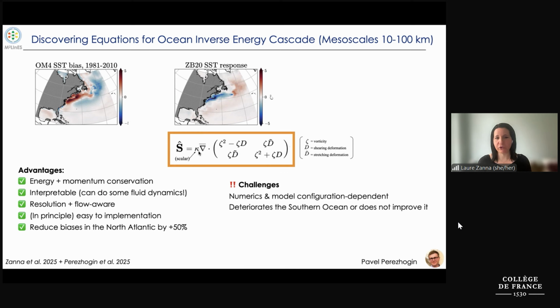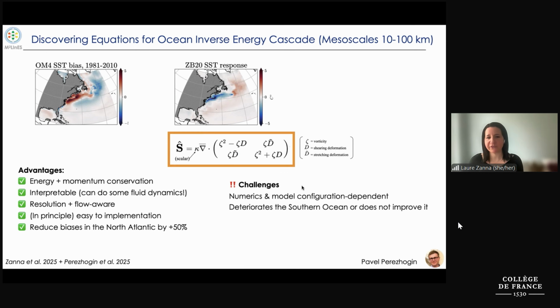And it's resolution aware because this kappa over here, which is also extracted by the algorithm, scales with the grid box size. So if you change the resolution of your simulation, the amount of turbulence that you put in relatively will change. I say in principle it's easy to implement, and I say in principle because I'll come back to that in a second, but the bottom line is it's an equation. So we know how to discretize things like this in a proper way. And it reduces biases or errors in the North Atlantic by about 50%.